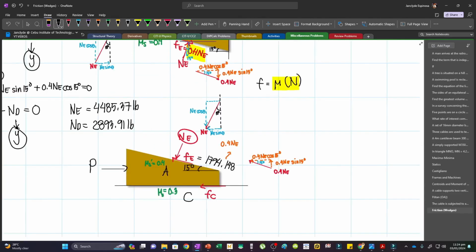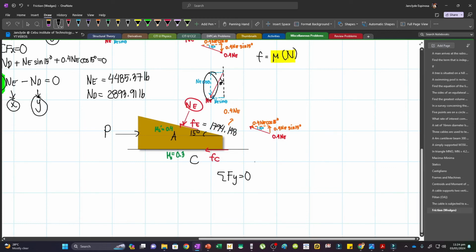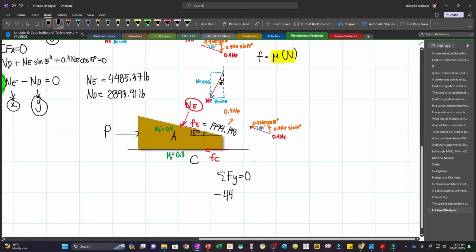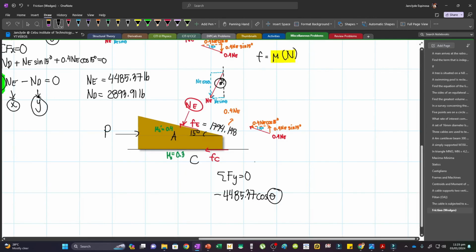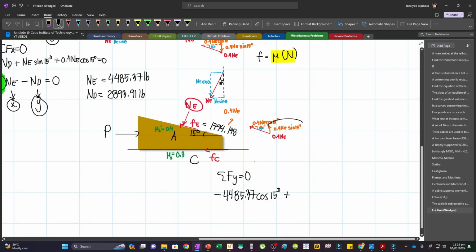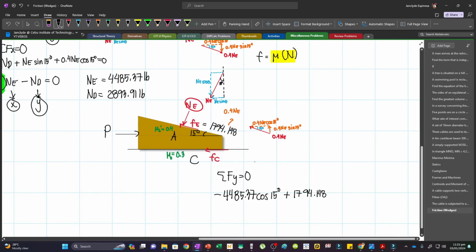And so now, I can sum up forces vertical and horizontal. And so summing up forces vertical, I have this component, which is Ne cos theta. Now Ne is 4485.37. And since this is acting downward, we will use minus. So minus Ne, which is 4485.37, and then cosine theta. And then our theta is 15 degrees. So let's change this one. And then I also have this vertical component, which acts upward. And so that will be plus 0.4 Ne sine 15. Now 0.4 Ne is 1794.148. And so I will write that here, 1794.148, and then sine 15.